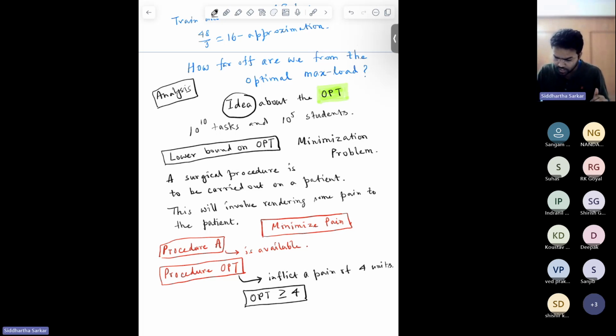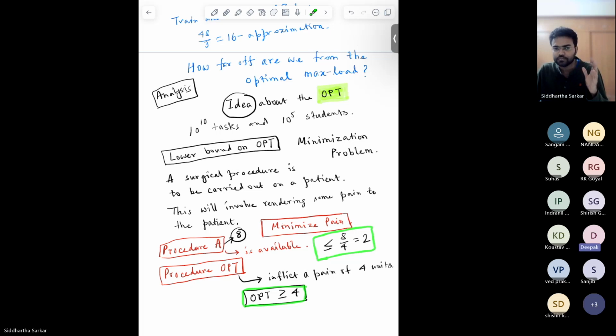So if I can say that OPT is at least 4, and then somehow show that my procedure gives pain 8, then the patient will be satisfied that he is getting at most 2-fold more pain. That is the approximation factor. So the lower bound on OPT is a way of comparing our solution with the OPT. Does it make sense?